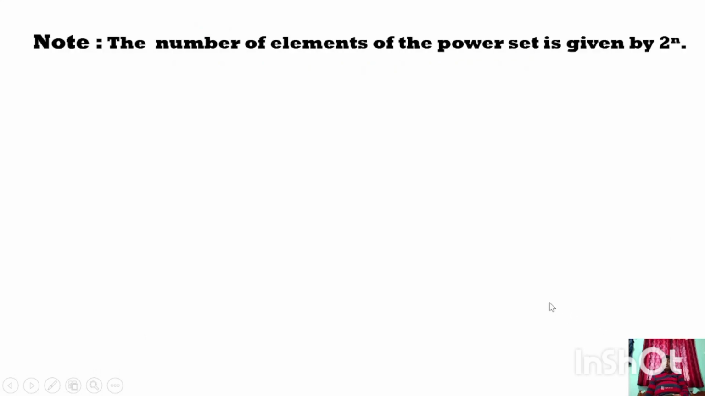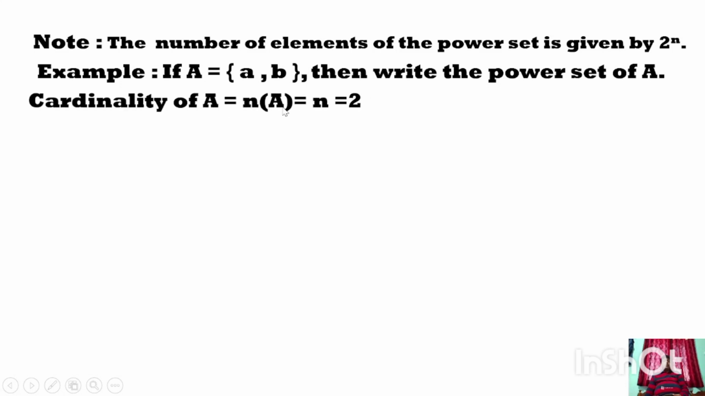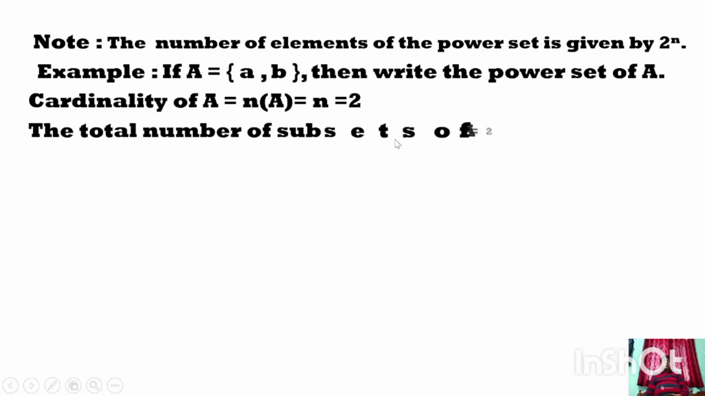The number of elements of the power set is 2 to the power n. Note down the formula. Suppose A is a set and contains elements a, b. Then write the power set of A. Clearly, you see the cardinality of the set A: how many elements does it have? n is equal to 2. The total number of subsets of A is 2 to the power n, which is 4.